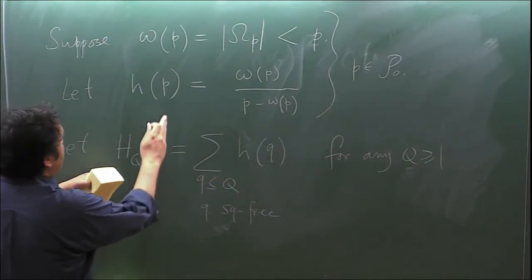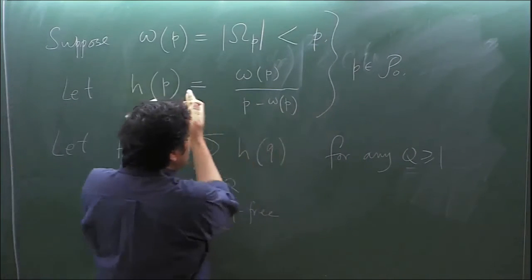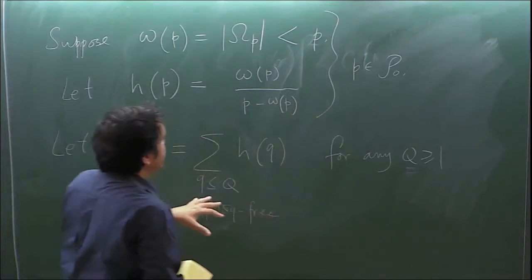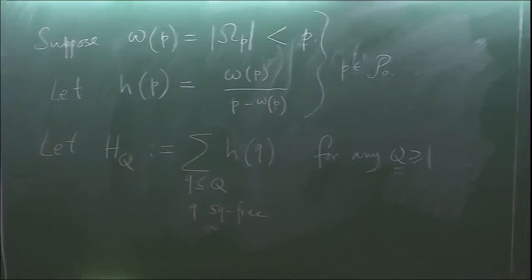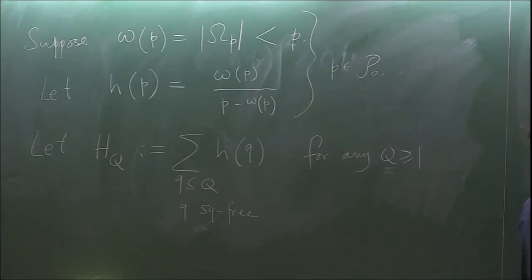So if some prime shows up that is not in P naught, H will be defined to be 0. So only the primes in our initial set will matter. Okay, so with this notation, the main theorem says the following.